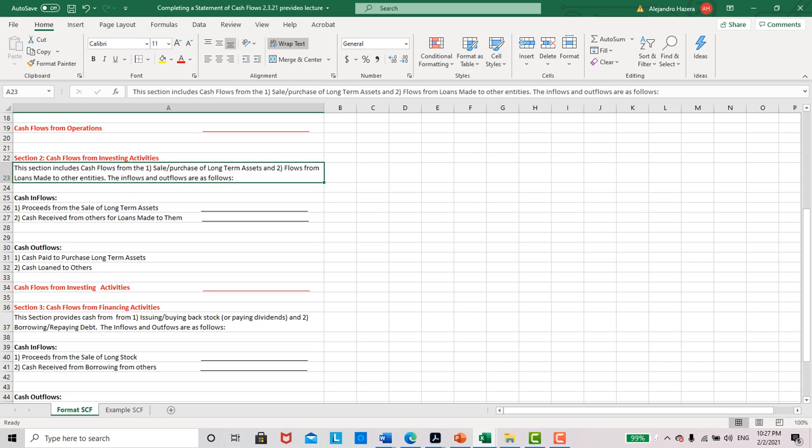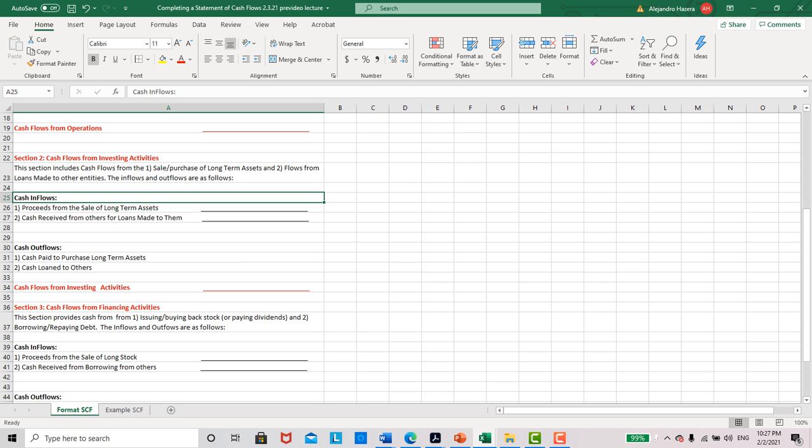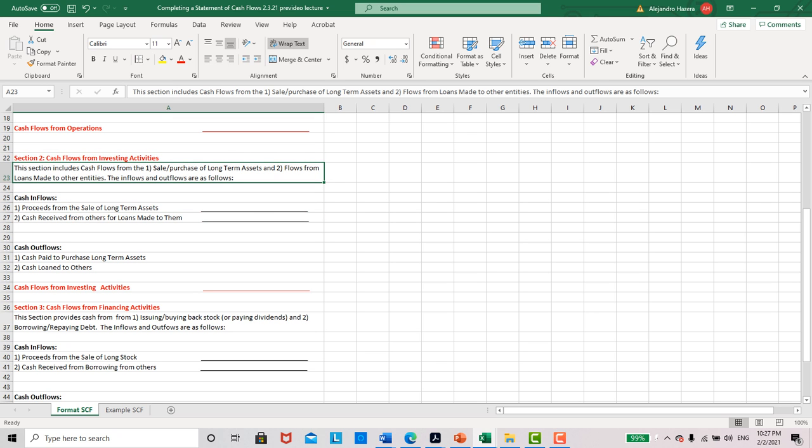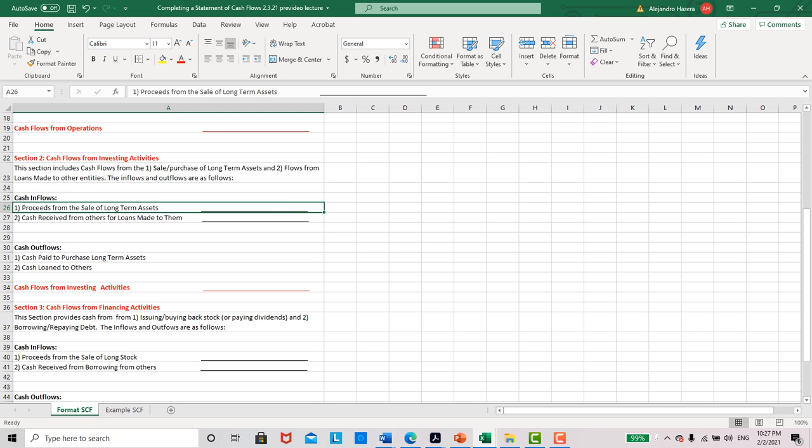Okay, so the first activity is sales and purchases of long-term assets. You're going to have an inflow from that activity, and you're going to have an outflow from that activity. Well, obviously, the inflow is the sale of long-term assets. The outflow is cash paid to purchase long-term assets.